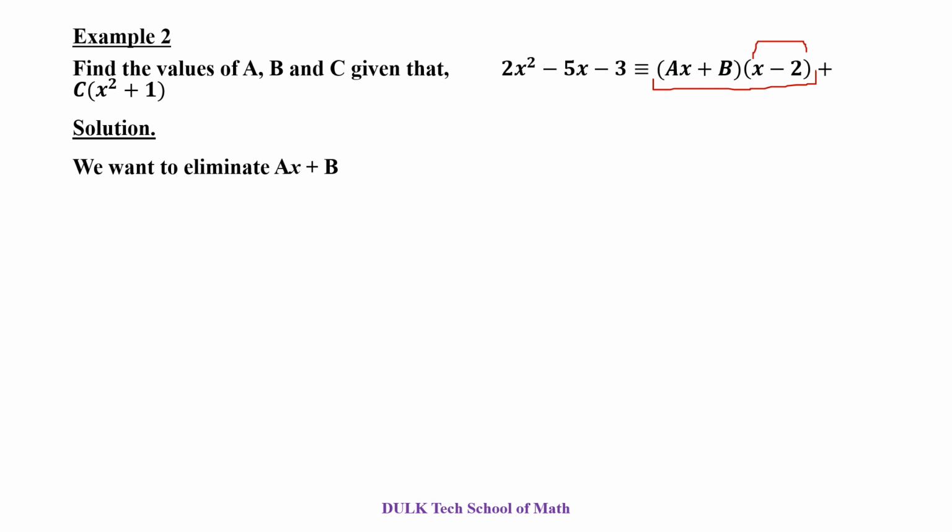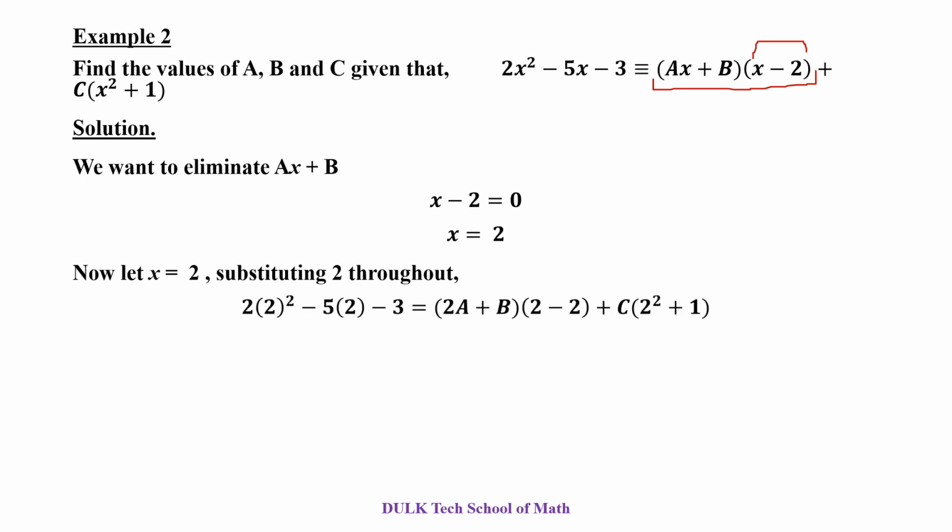So let's equate it to 0 and solve for x. We find that x is equal to 2, right? Then let's substitute 2 throughout in this original identity. Substituting 2 throughout, we find this expression. Then if we simplify it, we find that 5c is equal to minus 5, which means c is equal to minus 1. All right.